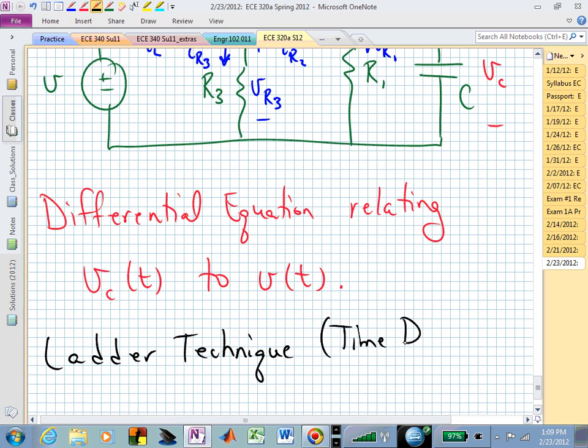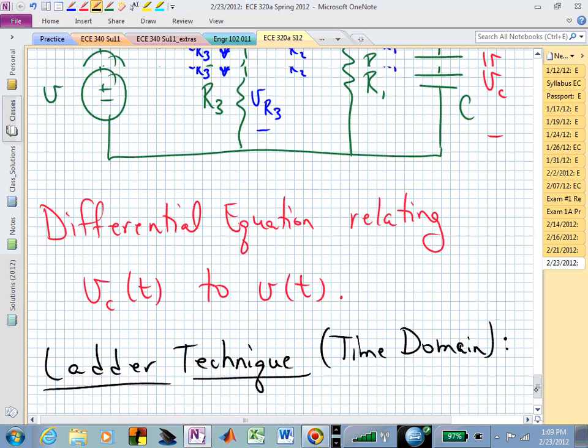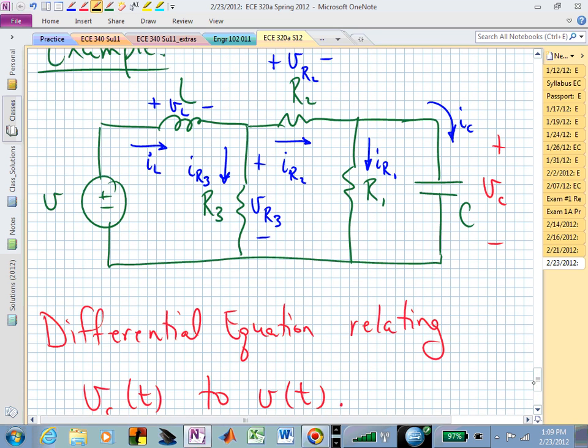And for now, we're doing it in the time domain, so that we will immediately come up with a second-order differential equation by the time that we're finished. How do I relate I sub C and V sub C? That's simply ice, isn't it?